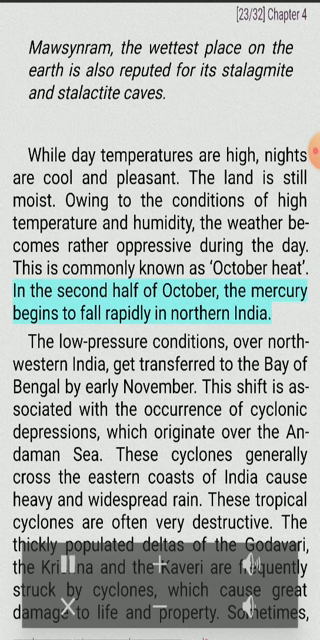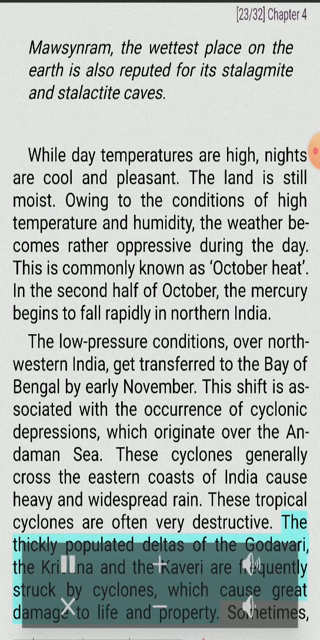In the second half of October, the mercury begins to fall rapidly in northern India. The low-pressure conditions over northwestern India get transferred to the Bay of Bengal by early November. This shift is associated with the occurrence of cyclonic depressions, which originate over the Andaman Sea. These cyclones generally cross the eastern coasts of India and cause heavy and widespread rain. These tropical cyclones are often very destructive.